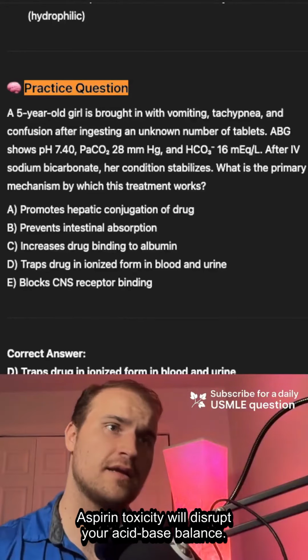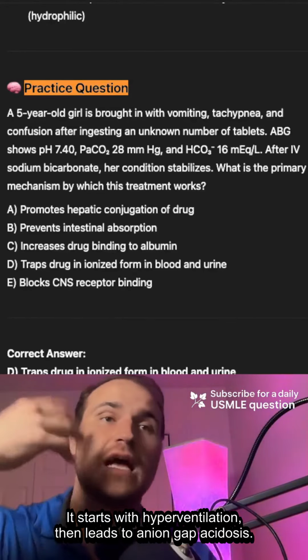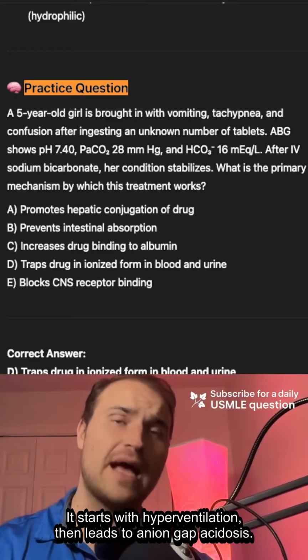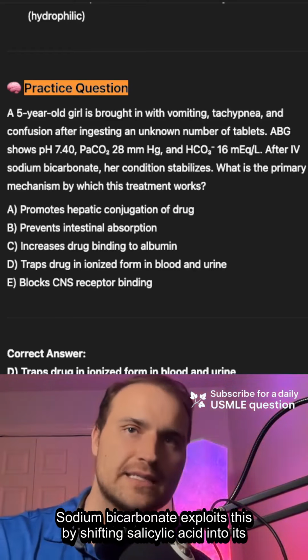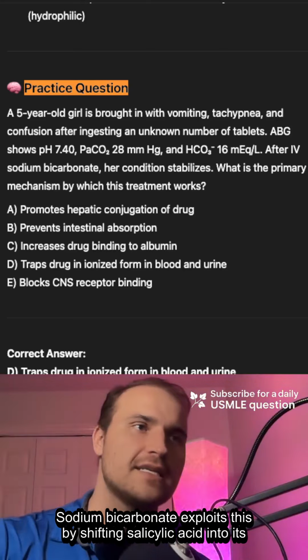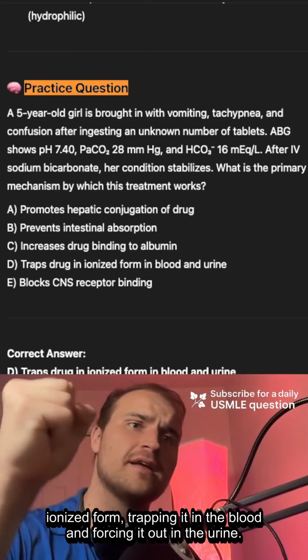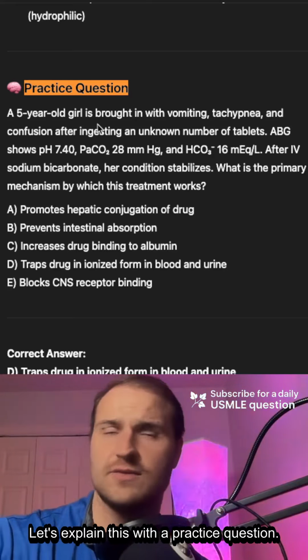Aspirin toxicity is going to flip your acid-base balance, first with hyperventilation, and then with anion gap acidosis. Sodium bicarbonate exploits this by shifting salicylic acid into its ionized form, and it traps it in the blood and forces it out in the urine. So let's explain this with a practice question.